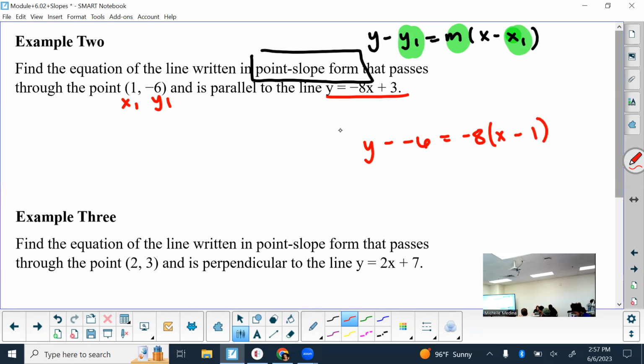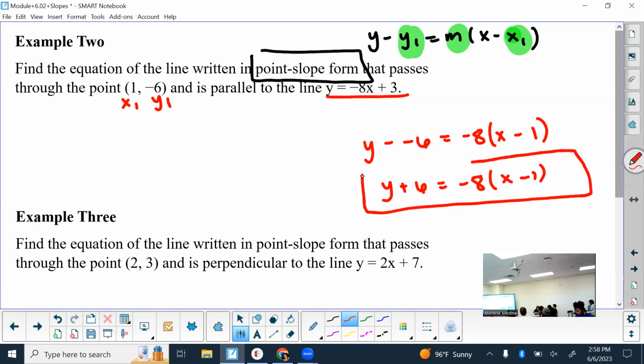If there are double negatives, you should really fix that. What happens to the double negative? It becomes a positive. So in point slope form, this would be the final answer, with this first part fixed to have a plus instead of a minus a negative.